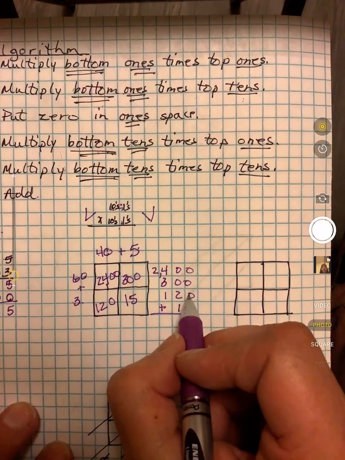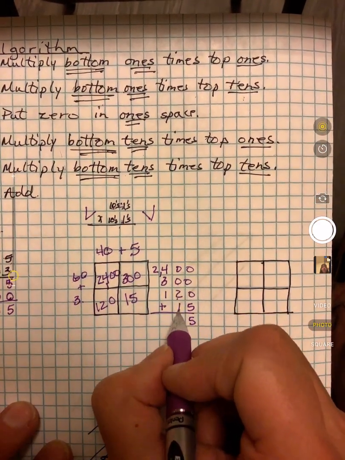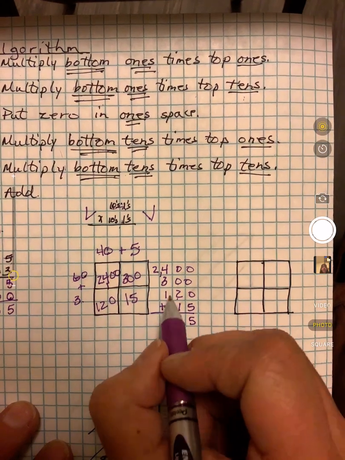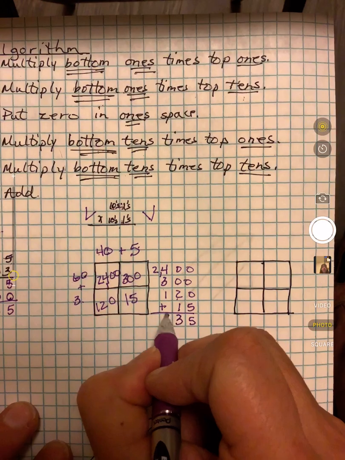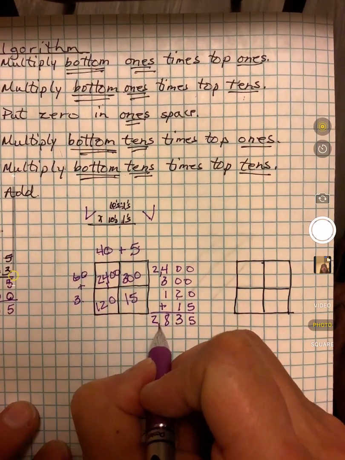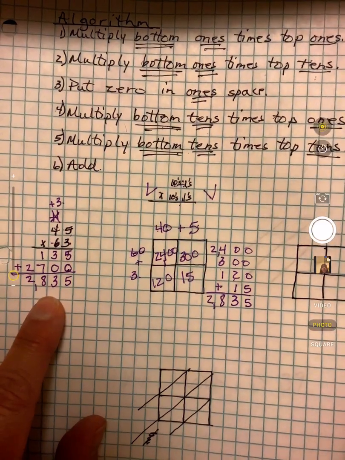Okay, 0 plus 0 plus 0 plus 5 is 5. 0 plus 0 plus 2 plus 1 is 3. 4 plus 3 is 7, plus 1 more is 8. And then we bring down our 2. 2,835, 2,835. 2 different ways to do it.